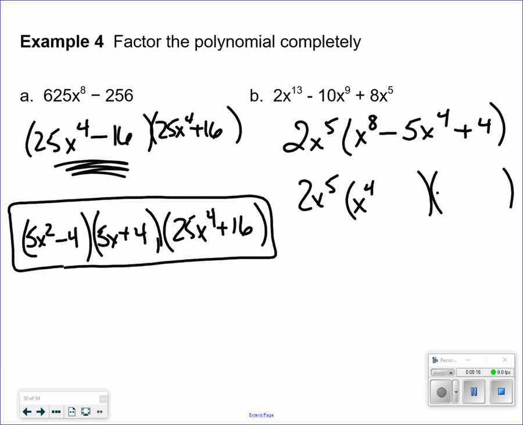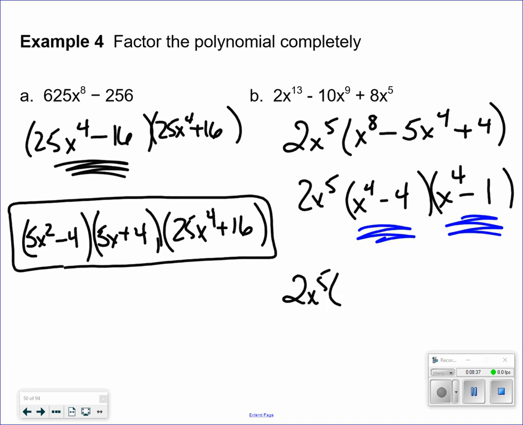It's just instead of having an x and an x, I'll have an x to the 4th and an x to the 4th. Now, x to the 4th minus 4 and x to the 4th minus 1 would be two factors of 4 that would add up to -5. This factors again. This is a great question, by the way, and I do ask one similar to this on the test. 2x to the 5th, the first one is two perfect squares again. x squared minus 2 and x squared plus 2. The next one, x squared minus 1 and x squared plus 1.